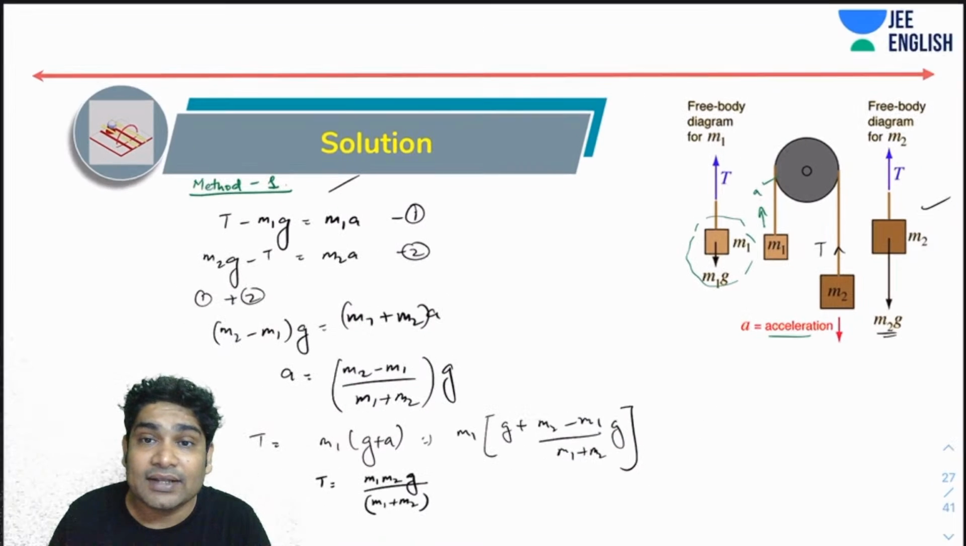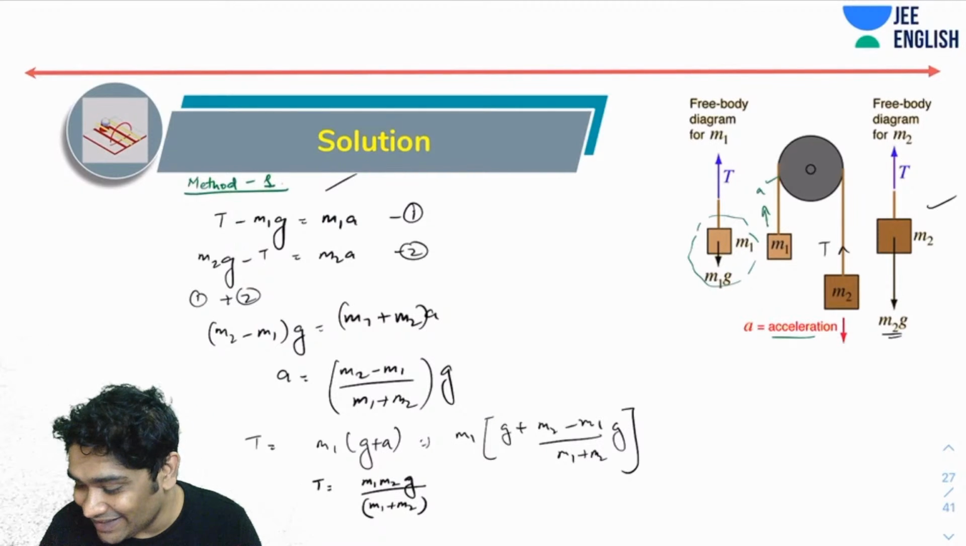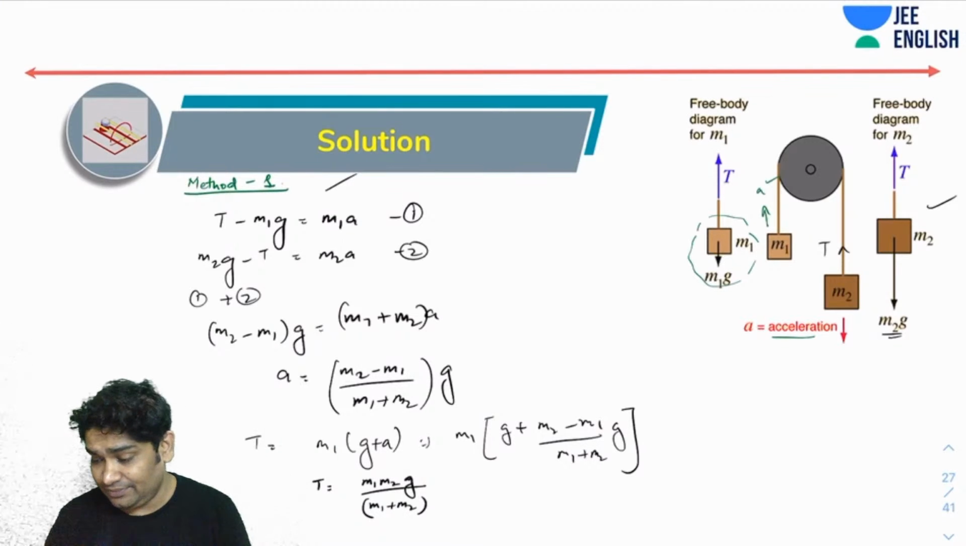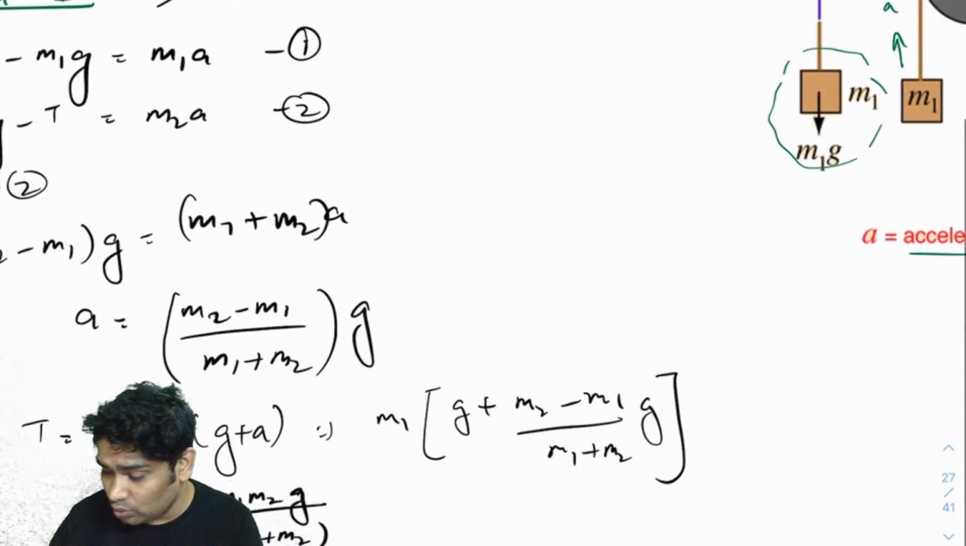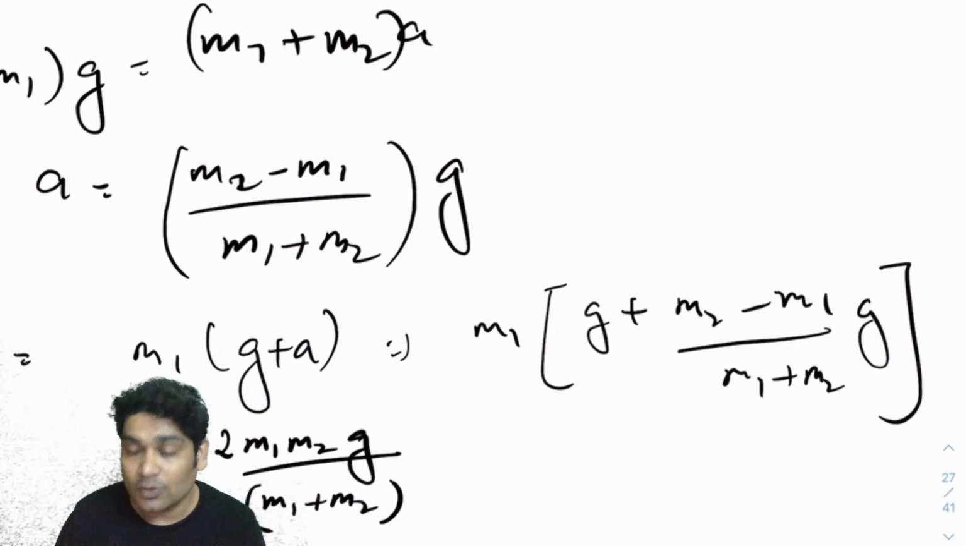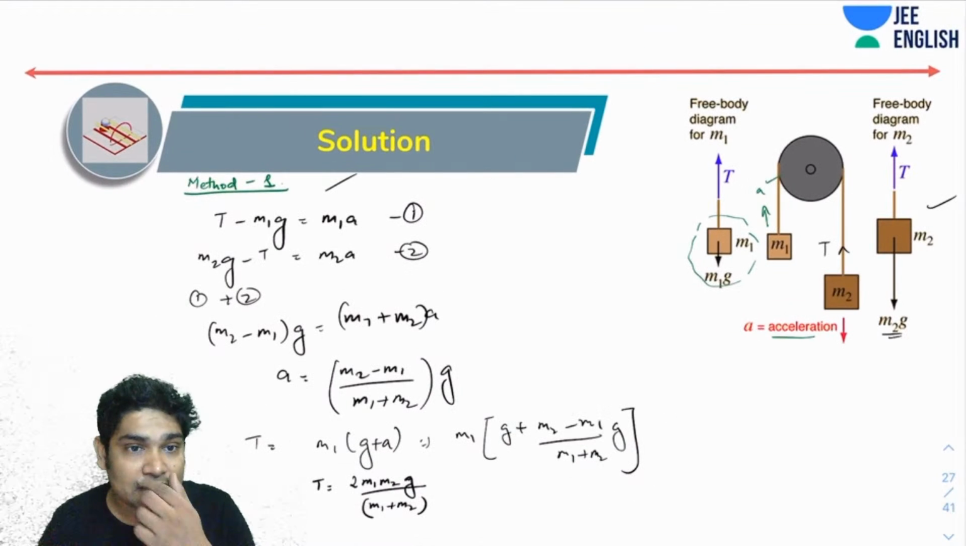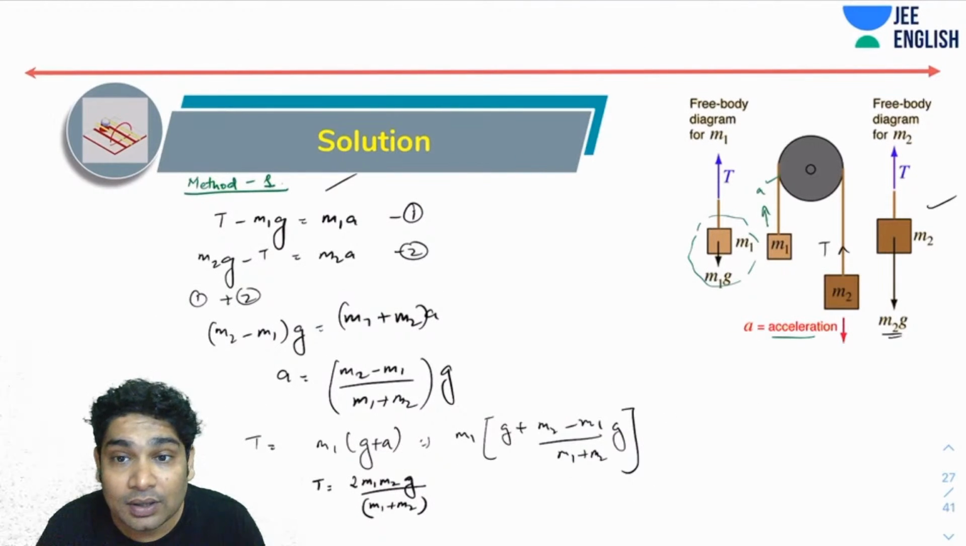Again, you don't need to memorize these. This is how you solve this. I wanted to show you method number one. Okay, I hope it's clear. Okay, so there will be two m1 m2 g. All right, so you can check the calculation. You can solve it. This is how you get it.